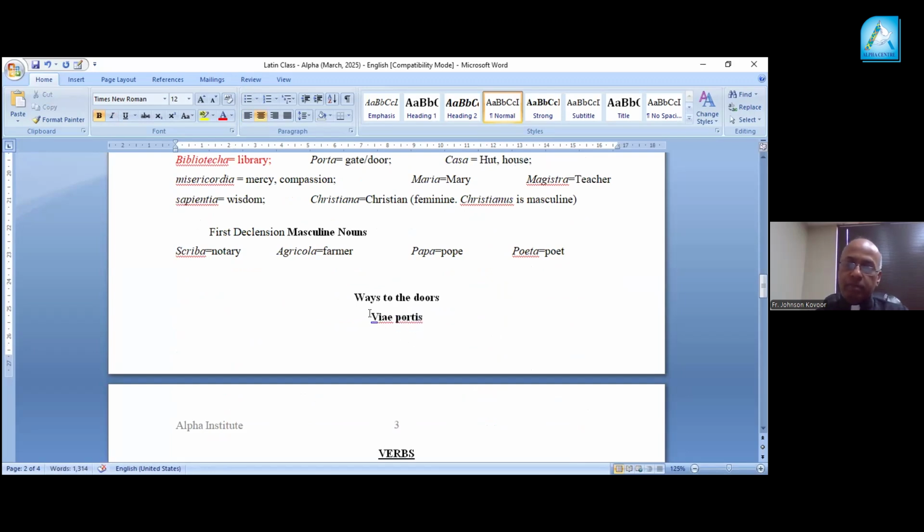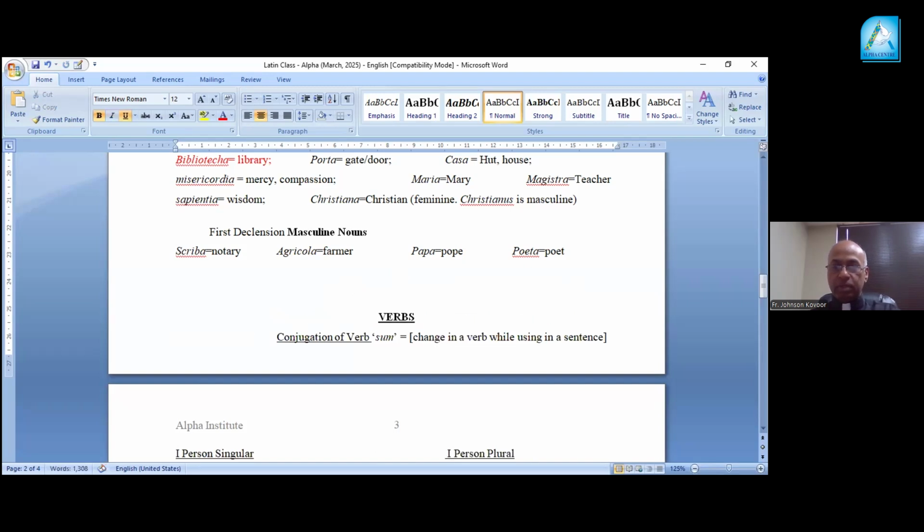This is enough. Viae portis. If we connect it to the English structure, it will not be easy because they do not make any change for the door or doors. Ways to doors, ways to the door. But in the Malayalam language, we always have a difference like that. Okay, now this is enough for the first declension noun.